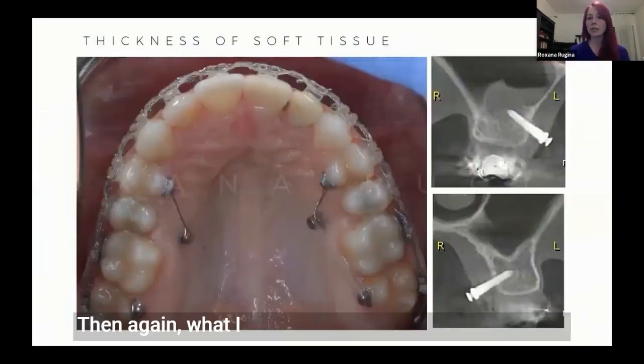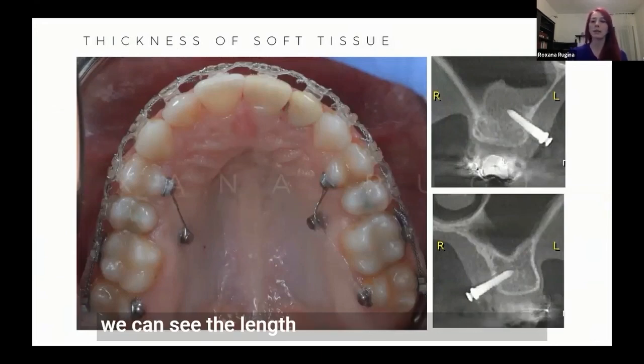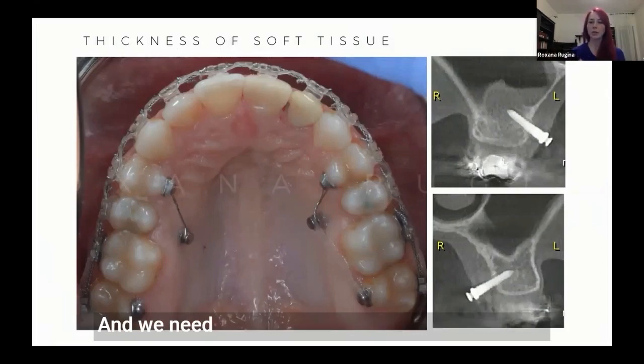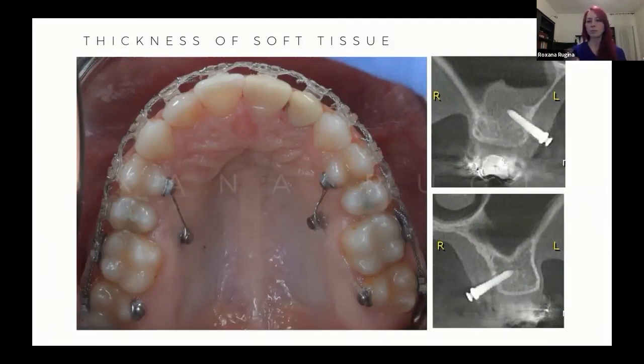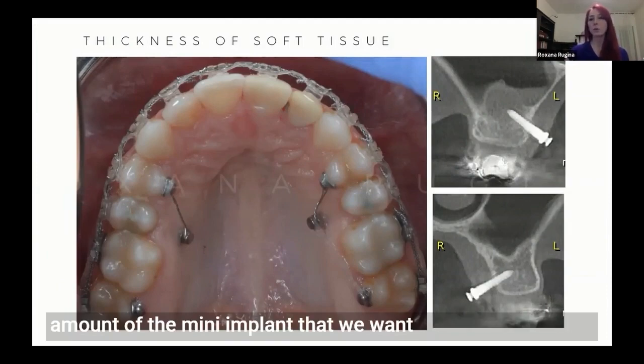Then again, what I said about the importance of the length of the mini screw, we can see, especially on the CT, the length of the bone, the quantity of the bone, and the thickness of the mucosa. And we have to have a ratio of 1:1, one of the mini implant that is in the bone and outside the bone. So measure the thickness of the mucosa and add that to the amount of the mini implant that we want to have in the bone.